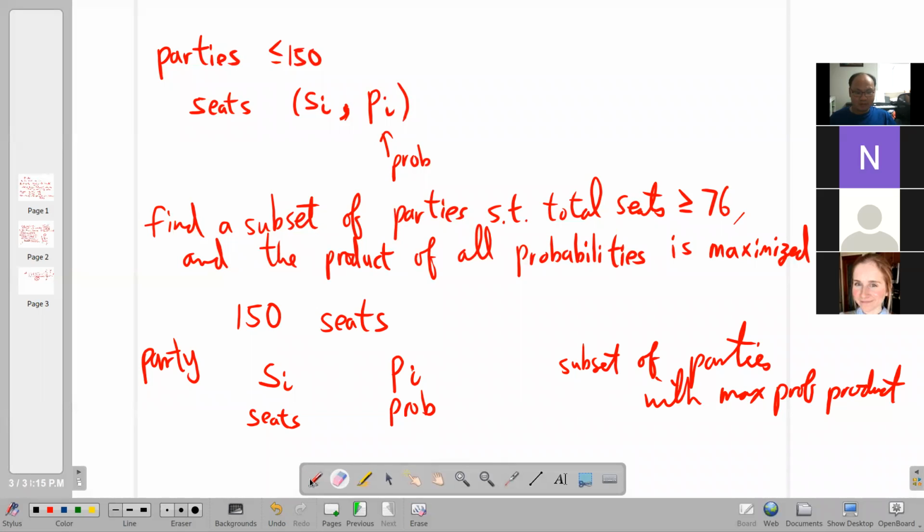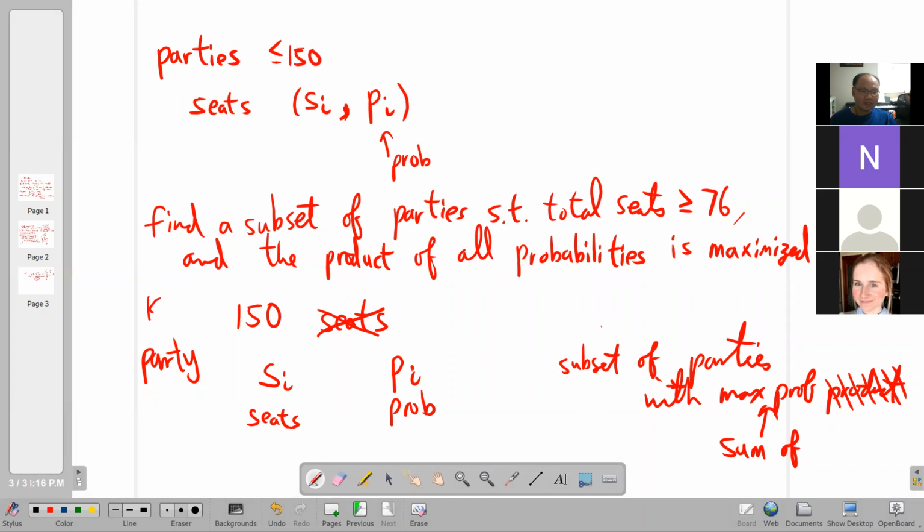Let's pretend that we're not trying to find the maximum probability product. Let's imagine that I asked you a slightly different problem. I want you to maximize the sum of probabilities. Okay, this is not the same problem, but let's imagine that we're doing this. So what is going on here?